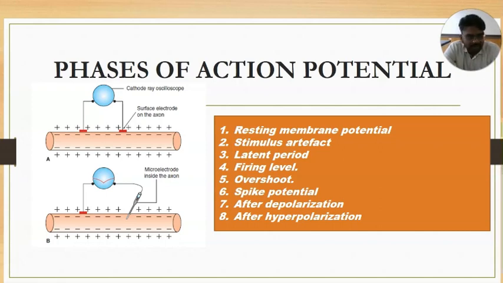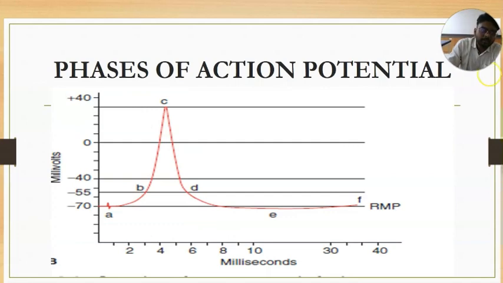But when we study the study material, you will have the resting membrane potential, that is the initial baseline phase, then stimulus artifact, then latent period, firing level, overshoot, spike potential, after hyperpolarization, right? So these are the stages of action potential. This is the graphical representation when we study some animal, right? So we will get this kind of graph. In this graph, along the x-axis time is plotted, along the y-axis potential difference is plotted, and there are certain stages of this action potential.